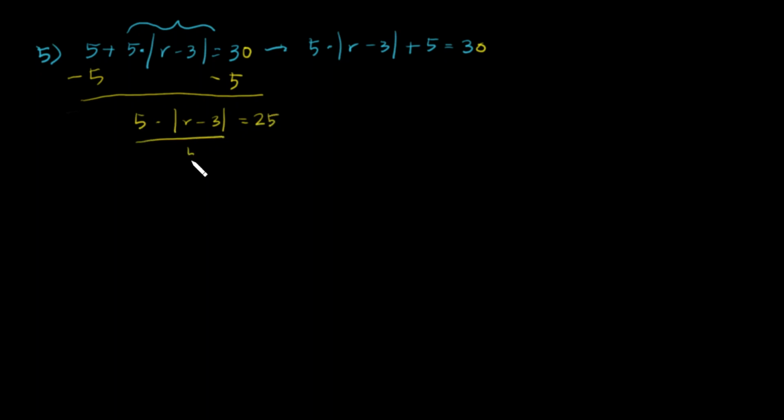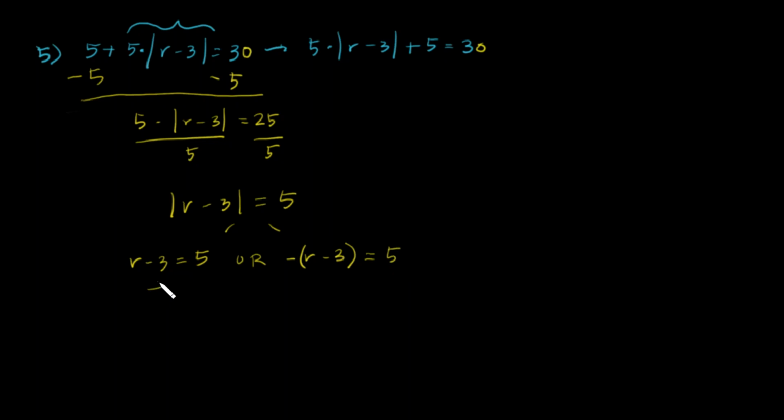Now I'm going to divide both sides by 5. So we have absolute value of r minus 3 equals 5. I've isolated the absolute value. I'm going to split into 2 equations. The first is the positive counterpart. Basically, it looks just like the equation without the absolute value, or put a negative outside, r minus 3. Remember, just put a parentheses where you saw the absolute value sign.